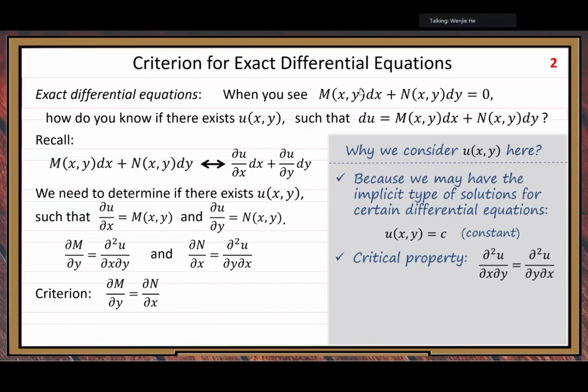But you still need to figure out how to find such a U. At least you get the criterion here. If this equality does not hold, then this method does not work. You cannot find such a U directly. This condition we can check easily, because the M function is given. We just calculate these two partial derivatives and compare.